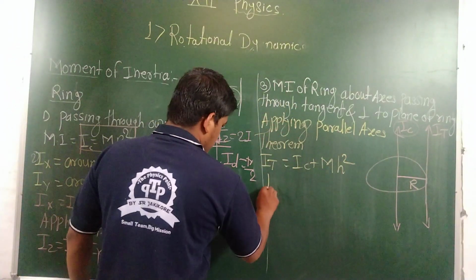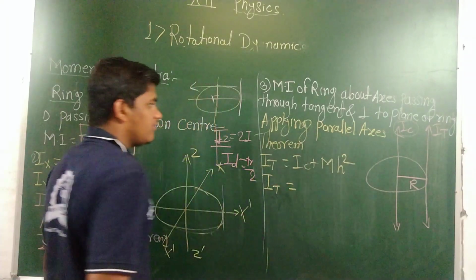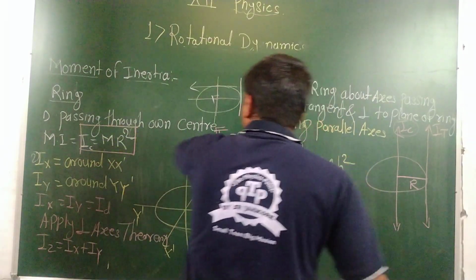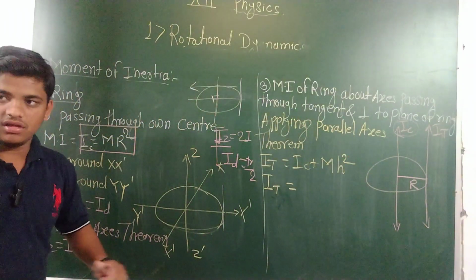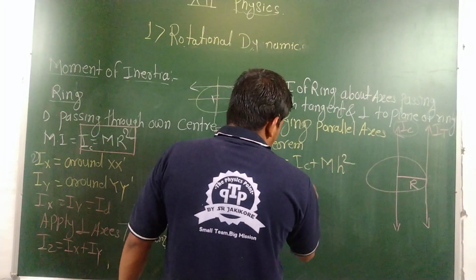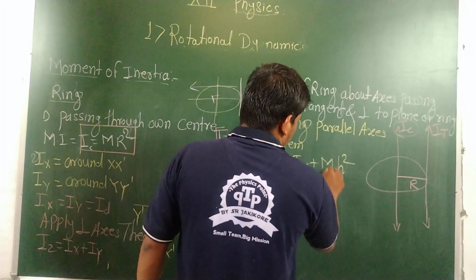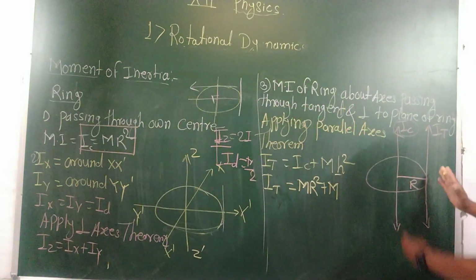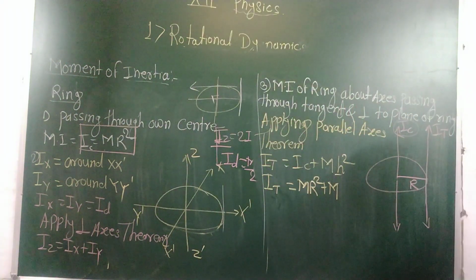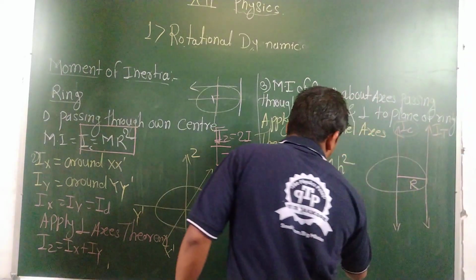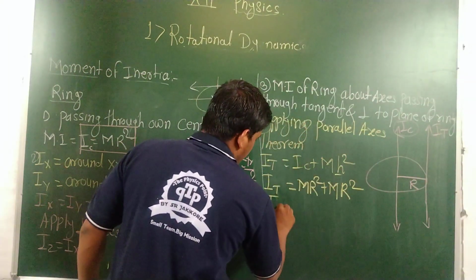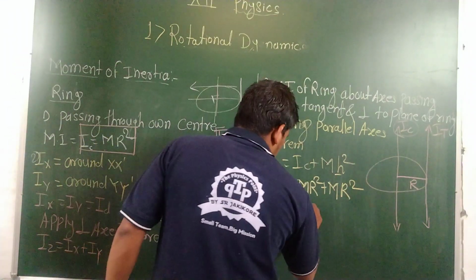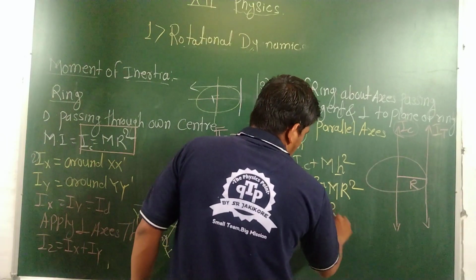Then I of t is equal to I of c, moment of inertia of the ring around the axis which are passing through the center. It means mr square plus the whole mass, it is same, and that h is the difference between the two axes, the difference between two parallel axes. Then I will be again write here r square. Then moment of inertia of the object around the axis which are passing through the tangent of the ring, that is 2 into m into r square.